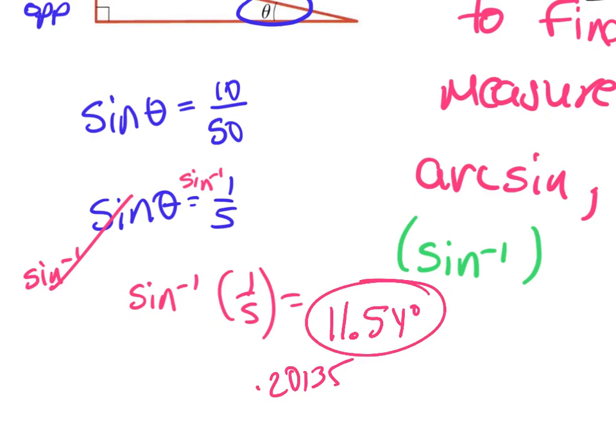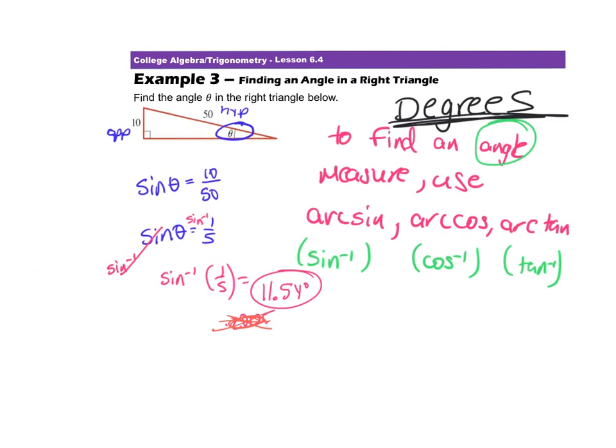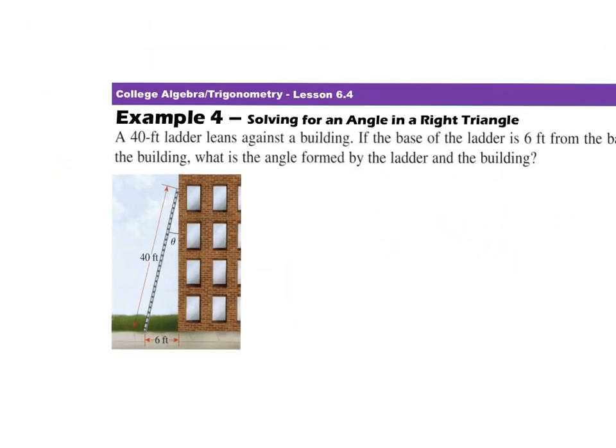So if you get an answer like that and you're like, well, I don't know if I did that right, just check to make sure your calculator's in the right mode. But this is super easy. It's just one extra step from what we've done before. You have to hit second sine, second cosine, something like that. Let's do the next example.